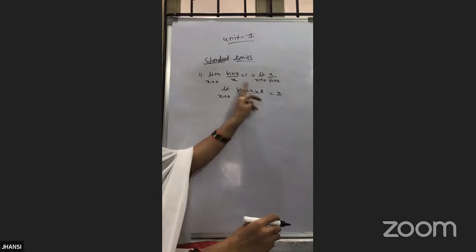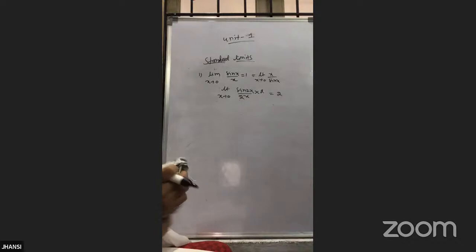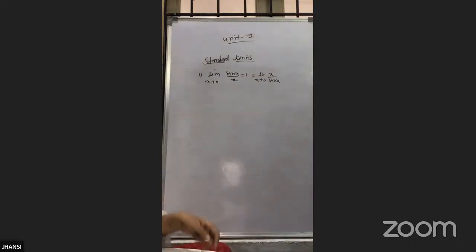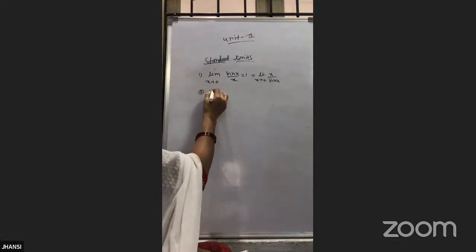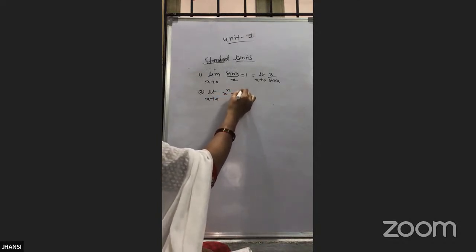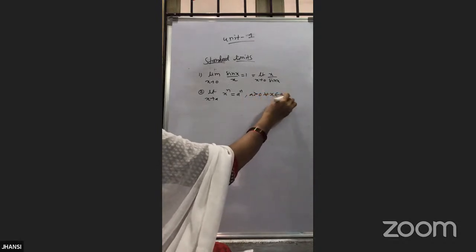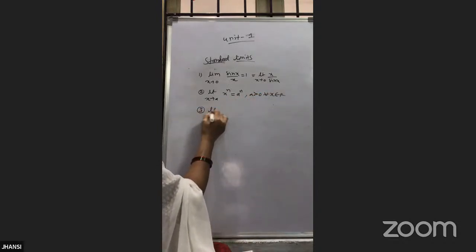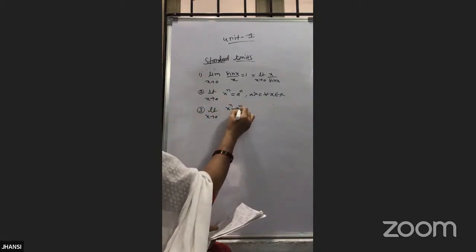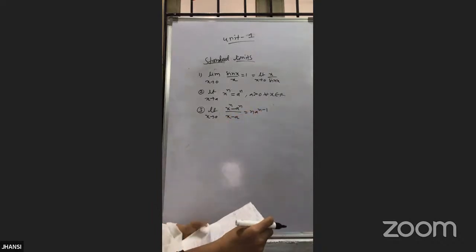Why? Because this value is 1, and 1 into 2 is 2. Like that also a question can be given. So these are all for the objective type. Next, the second one: limit x tends to a of x to the power of n equals a to the power of n, a greater than 0, for all x belongs to R. Next, limit x tends to a of x to the power of n minus a to the power of n by x minus a equals n into a to the power of n minus 1.